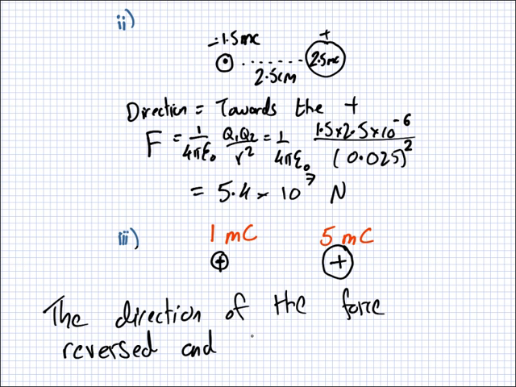And what would happen to the magnitude? Well, 1 times 5 is 5. And here, what was 1.5 times 2.5? It doesn't matter, it's less than 1 times 5, isn't it? Yes. So the direction of the force reversed and the magnitude increased, isn't it? Because the force between a 1 and a 5 is more than between a 1.5 and a 2.5. Yeah.